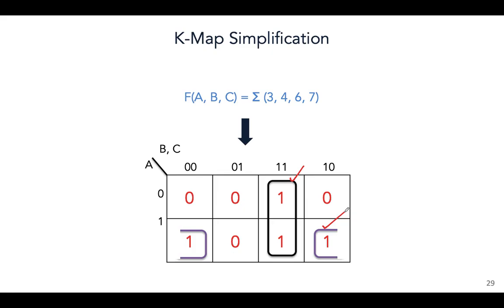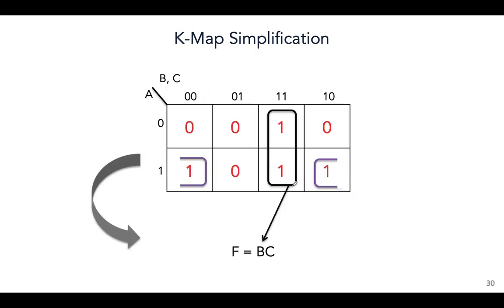And the next step then is to name these groups. Now we have to represent these two groups in terms of A, B, and C. Now the naming rules are very simple.